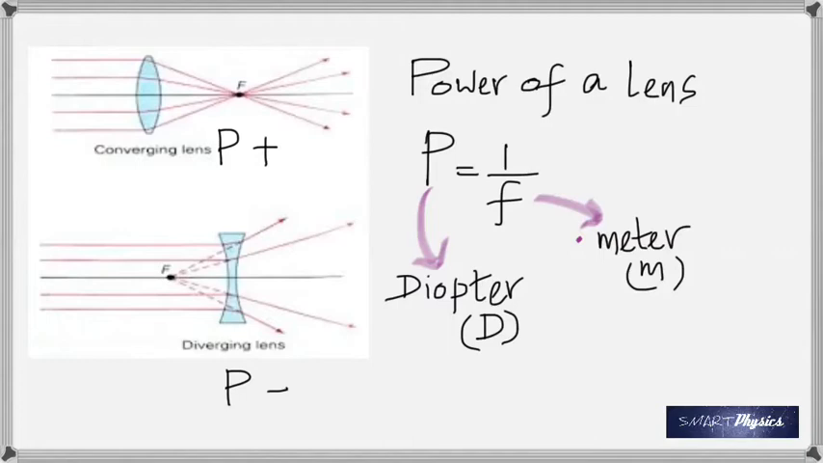Let's see who can think. It comes out with a positive focal length, positive power. Which lens is it? It's a convex lens. So if it is negative focal length, negative power, it's a concave lens.